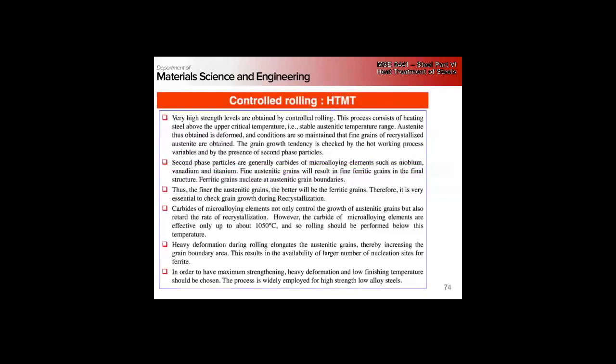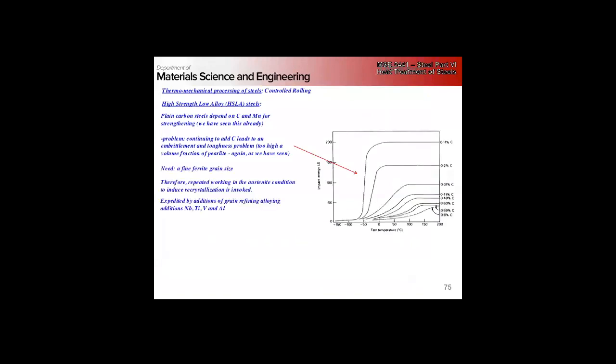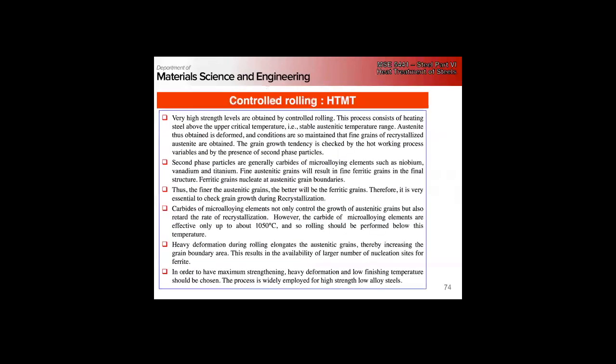So what are our usual suspects with alloying elements that we're going to throw in there? What are our strong carbide formers? Niobium, titanium, vanadium, and aluminum, right? Those are the guys that we want to pin our grain size, or to pin our grain boundaries.